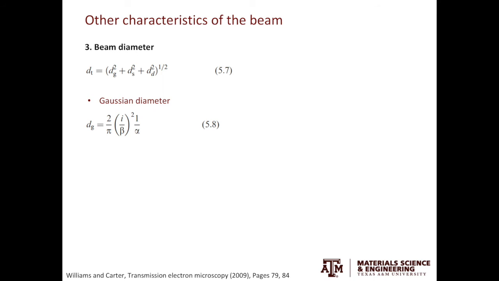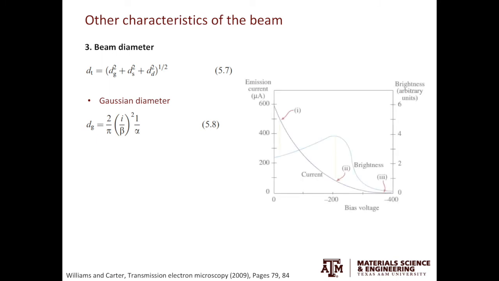To reduce dg, we can decrease I, the beam current, or increase β, the brightness, or increase α, the convergence semi-angle. The figure on the right shows that there is a sweet spot. You can have high brightness and low current to achieve the smaller Gaussian diameter.